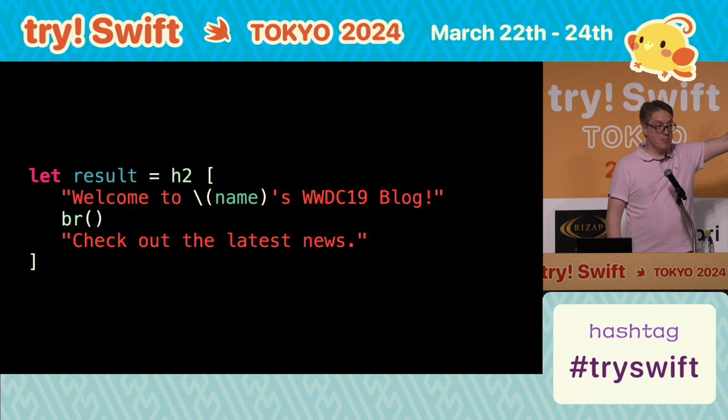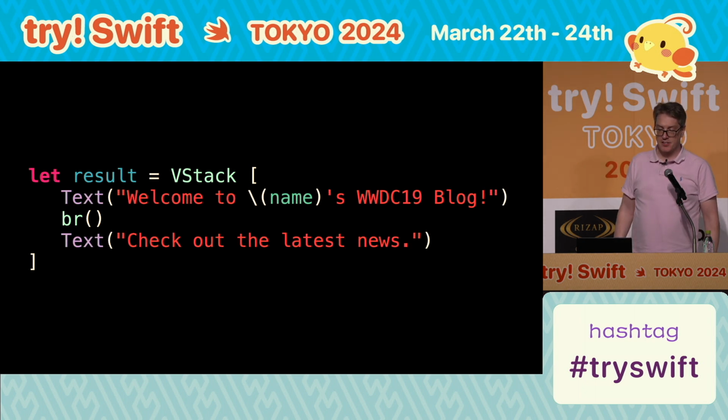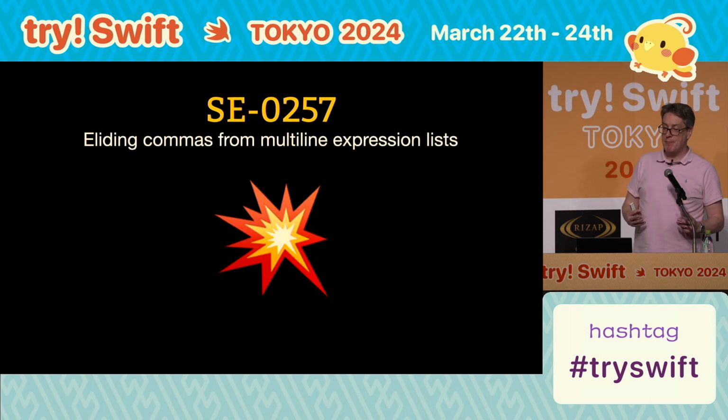And if that doesn't seem familiar yet, imagine if rather than using a H2, we used a VStack. Rather than having plain strings, we had a text struct. Rather than a divider, rather than a BR. And the result's almost identical to modern SwiftUI without using result builders. Sadly, this proposal met an extremely negative response on Swift Evolution and was rejected. So we can't use it.